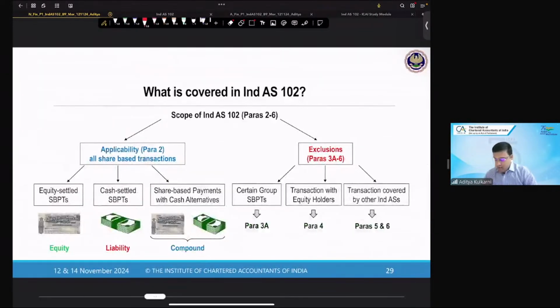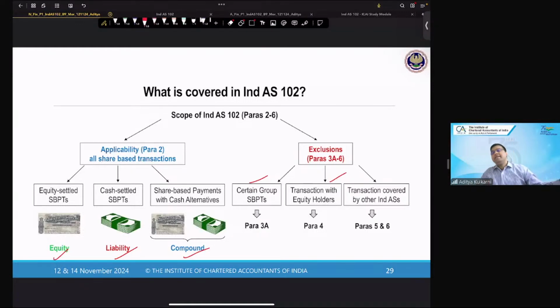Okay. All right. Now, what is covered under Ind AS 102? Equity settled share-based payments, cash settled share-based payments, where you have an obligation to deliver cash based on the movement in your share prices, or share-based payments with cash alternatives, which is a compound instrument. Okay. What is excluded? Certain group share-based payment transactions. You can go through the theory. Transactions with equity holders themselves. So I have certain equity holders.